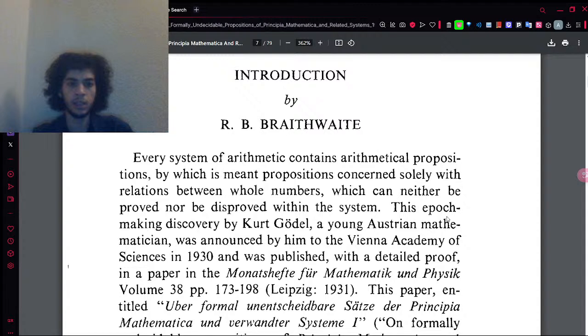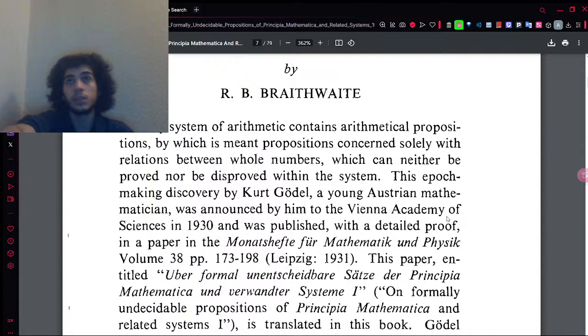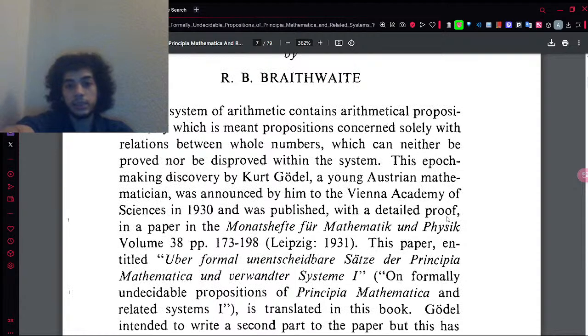This epoch-making discovery by Kurt Gödel, a young Austrian mathematician, was announced by him to the Vienna Academy of Sciences in 1930 and was published in 1930. That's 95 years ago. It was published with a detailed proof in a paper in the Monatshefte für Mathematik und Physik, volume 38, pages 173 to 198.